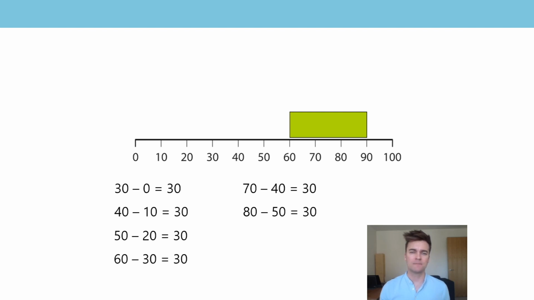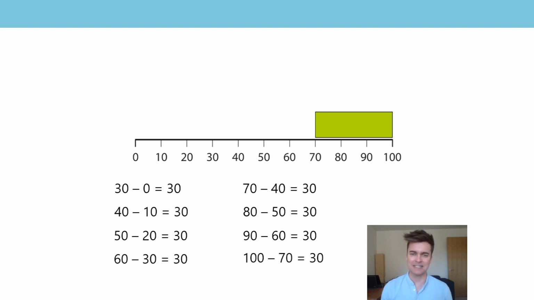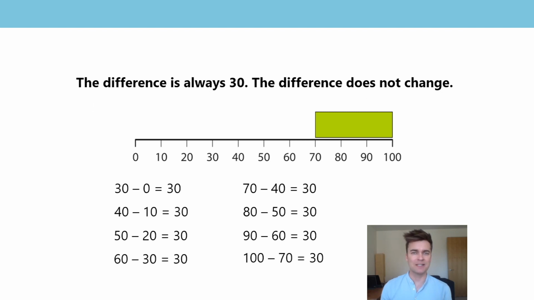Call this one out on 3. 1, 2, 3. 90 subtract 60 is equal to 30. And finally, on this number line, 100 subtract 70 is equal to 30. We can see that the length of the rod has not changed. The difference is always 30. The difference does not change, but the position of the rod on the number line does.